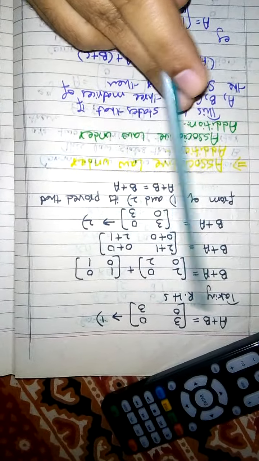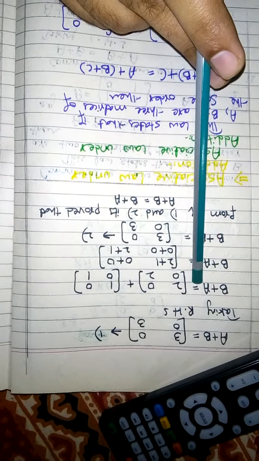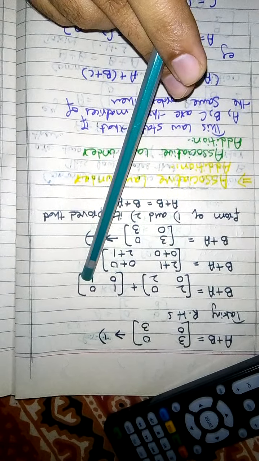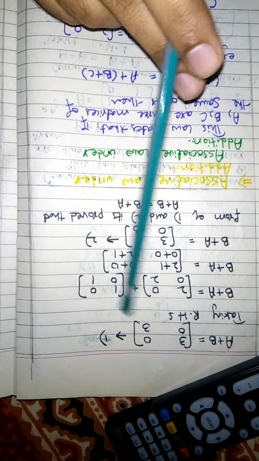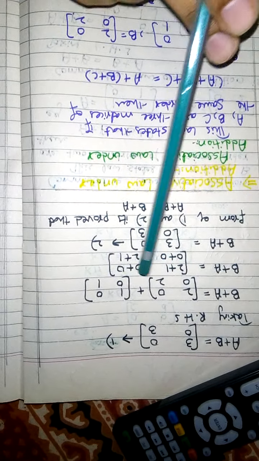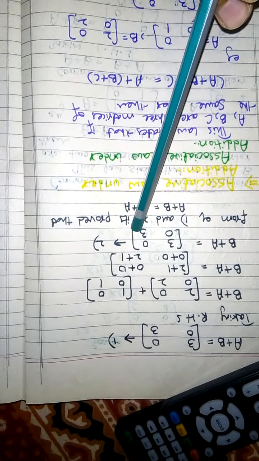Now we have to take the right hand side, and the right hand side was B plus A. First of all we will write matrix B and then the plus sign and then matrix A. We will add corresponding elements again, and 2 plus 1 is 3, 0 plus 0 is 0, 0 plus 0 is 0, and 2 plus 1 is 3.